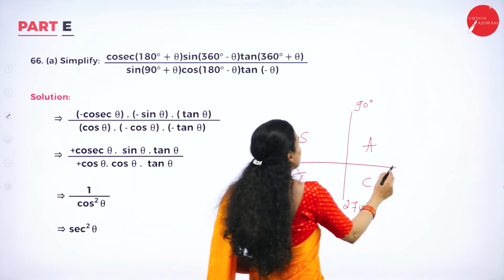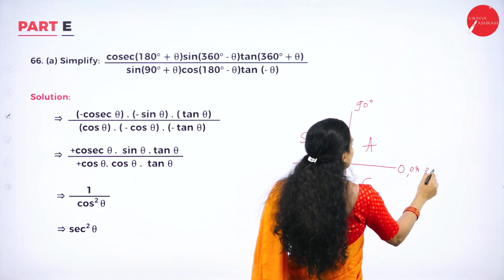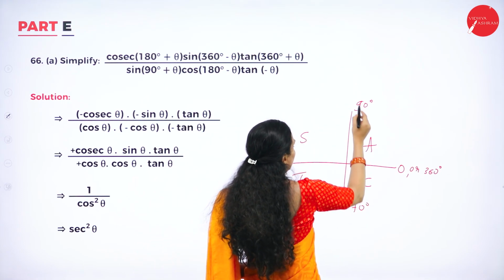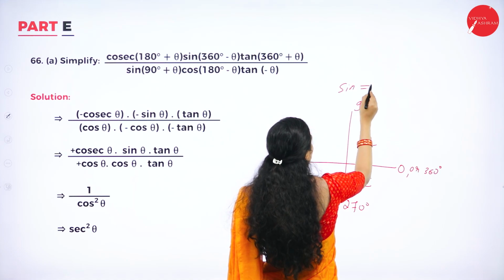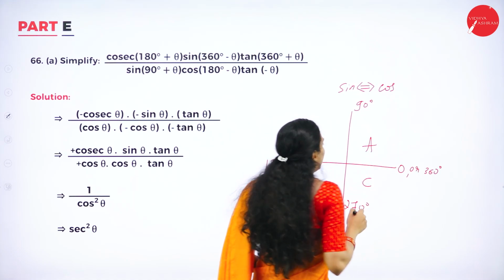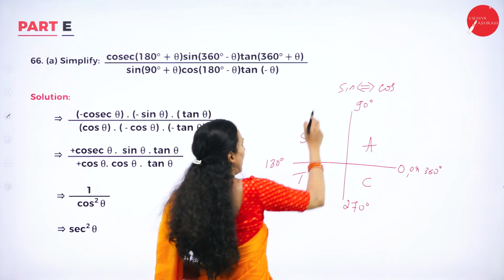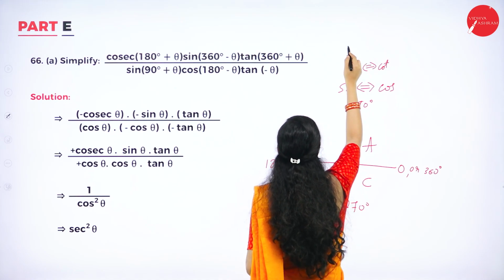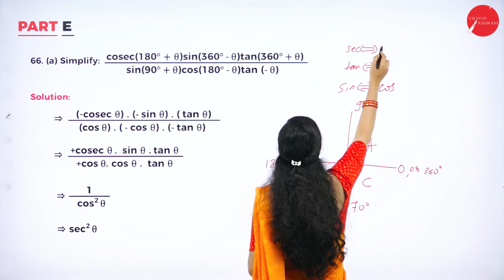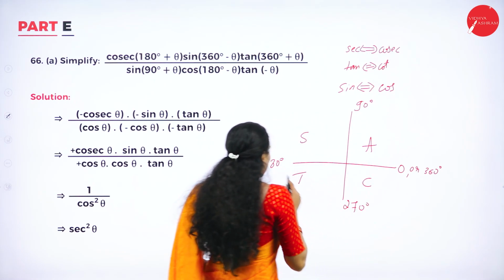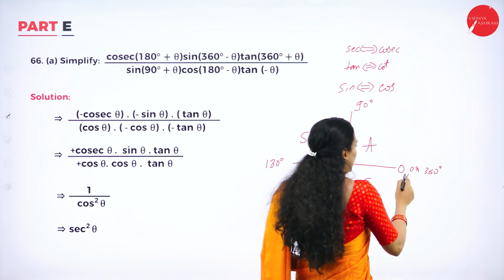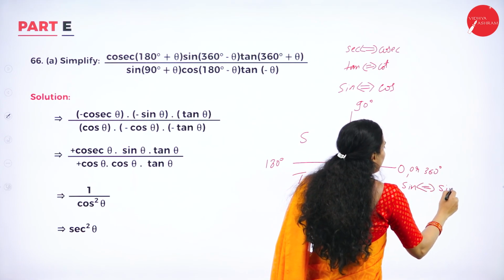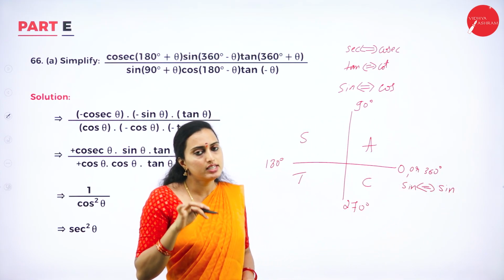Now here this is 0 degree or 360 degree. Correct? Here you are going to have 180 degree. Now in case of 90 and 270, sine will become cos, cos will become sine. Similarly, tan will become cot, cot will become tan. Similarly, secant will become cosecant, cosecant will become secant. And here 180 and 360 degree, sine will be sine, cos will be cos, tan will be tan, cosecant will be cosecant, secant will be secant.